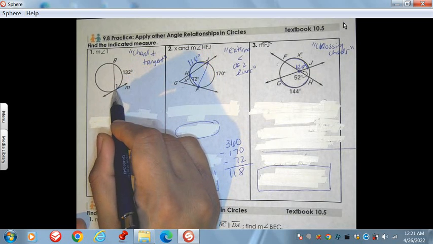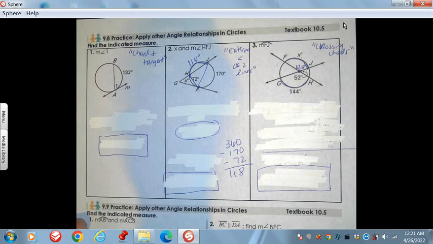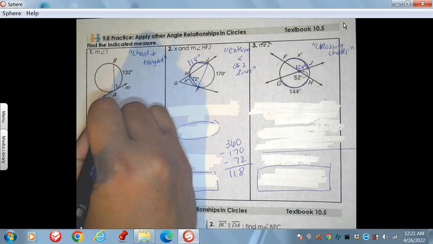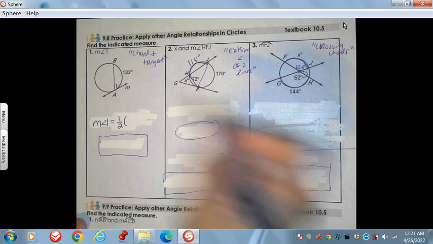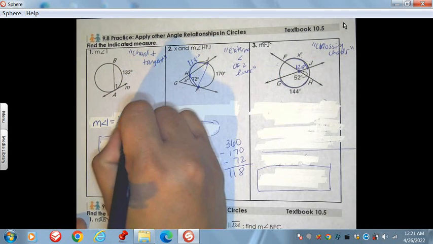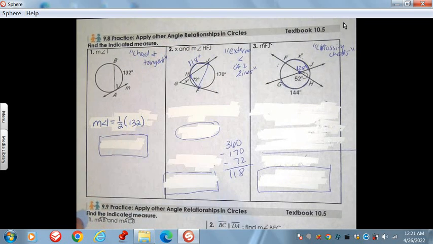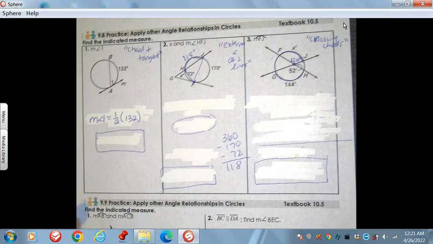And so when I multiply the measure 132 by 1/2, or just cut it in half, that would be 66 degrees. So the measure of angle 1 is 66 degrees. That's all. So those can be pretty simple, but you just have to memorize these different theorems.